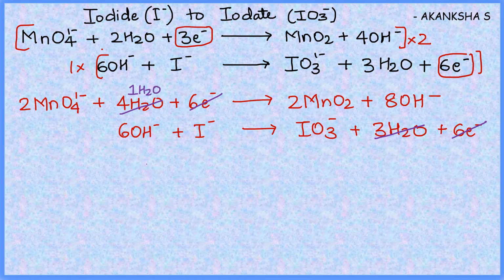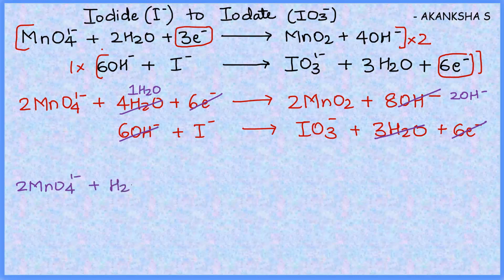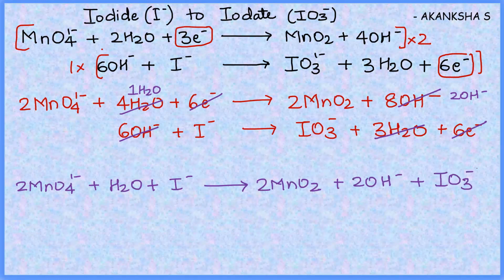Okay. Can you see over here there are 6 hydroxyls, right? And on the first reaction, we have 8 hydroxyls. Cancel them. 2OH minus. So what is our final equation? Right? All the reactants on one side, all the products on the other side. 2MnO4 minus plus 1H2O plus 1 iodide, giving you 2MnO2 plus 2OH minus plus IO3 minus. And this is your actual equation.